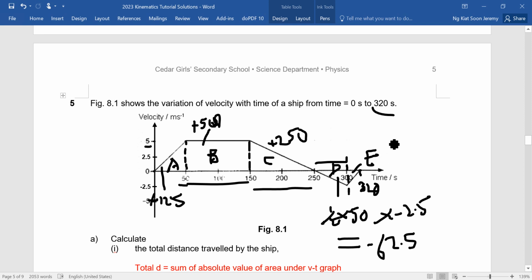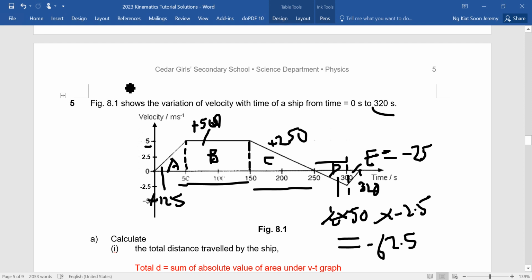For E, again I calculate it. I assume you know how to do half times base times height. I'm just going to give you the answer as minus 25. Then I'm going to plot this in a manner that I can understand physically. I want to know what the ship actually physically does.